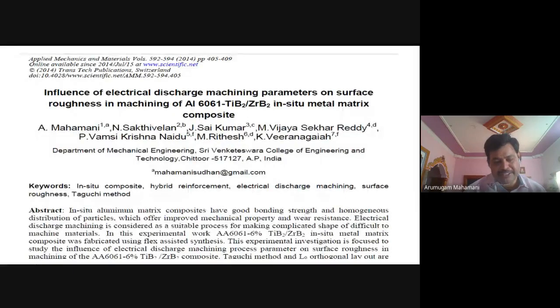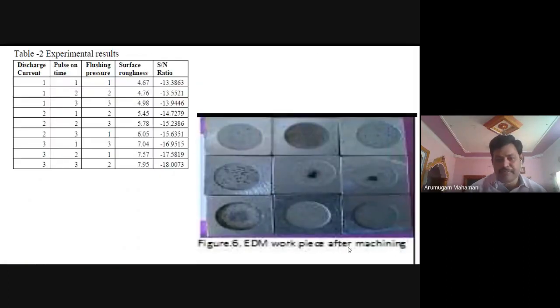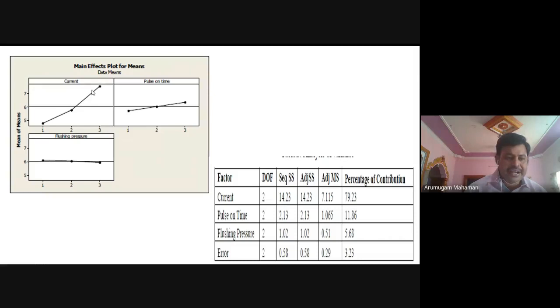That's what I am saying: if you engage students as part of project work, you can definitely develop them. All of them are average students, but they made it. This is the electric discharge machining parameter we selected, and this is the component. We used the L9 layout because we are doing BTech level project work.